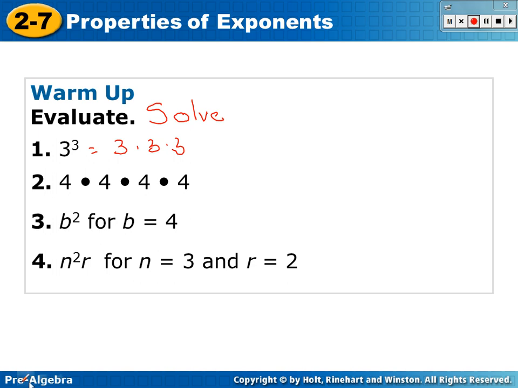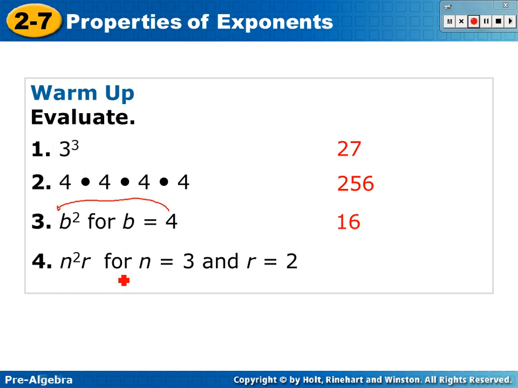Okay, I'm back. Now we are going to check our answer. So 3 to the third, 3 times 3 times 3, that should be 27. 4 times 4 is 16, times 4 is 64, times 4 is, I think, 256. Now b squared, now we're substituting in 4 for b, so it now becomes 4 squared. That should also give me 16.